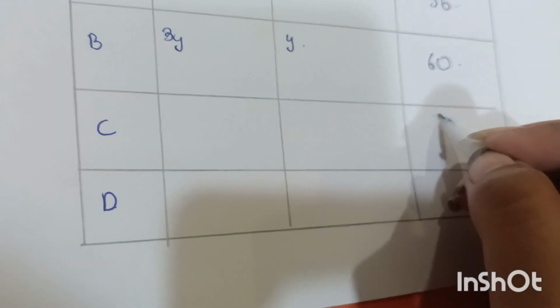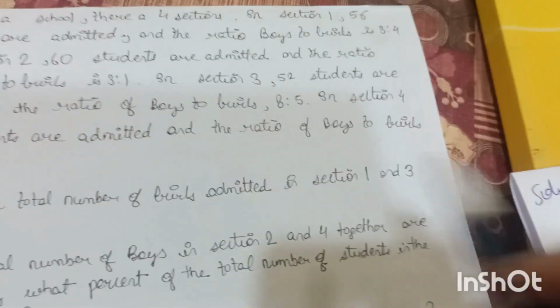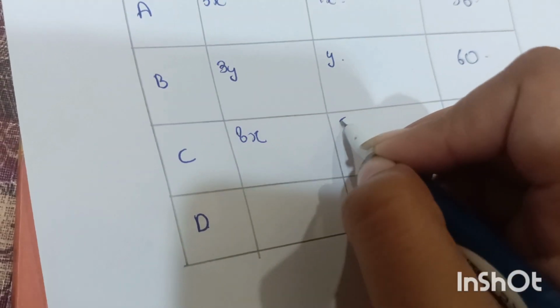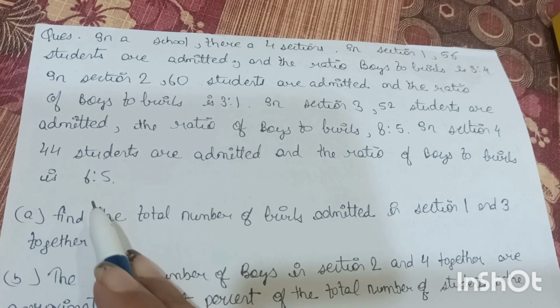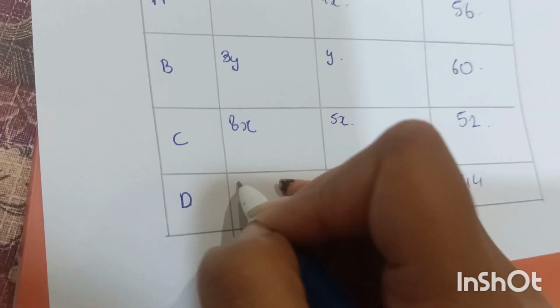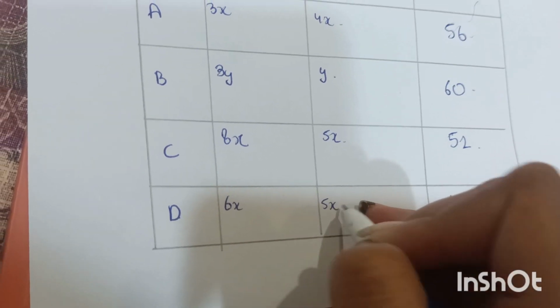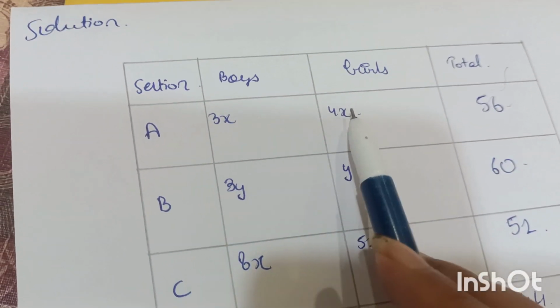In section 3, the total is 52, and the ratio is given as 8:5, so 8x and 5x. Then the total students are 44 and the ratio is 6:5, so 6x and 5x. So now let's solve for this.